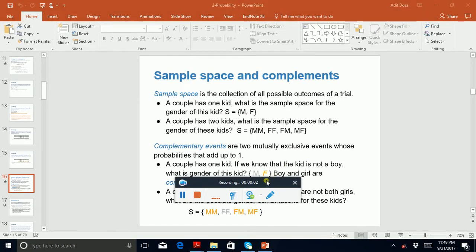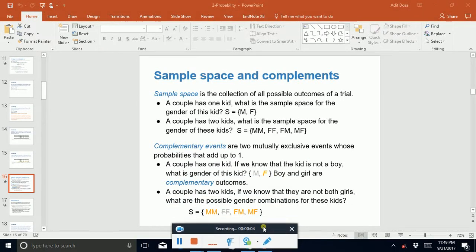Okay, so last class we discussed sample space and complements. So, what is a sample space? A sample space is the collection of all possible outcomes of a trial. So, a couple has one kid. What is the sample space for the gender of this kid? There could be two outcomes, right? One could be male or the other could be female. So, the sample space is male, female.